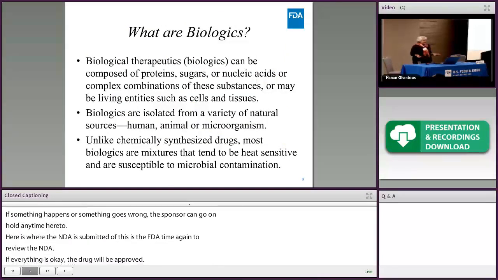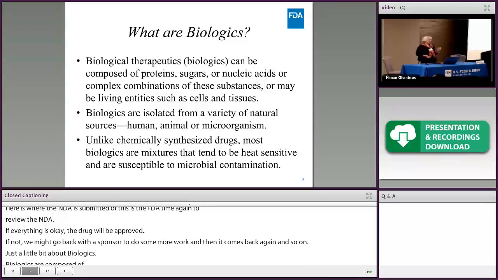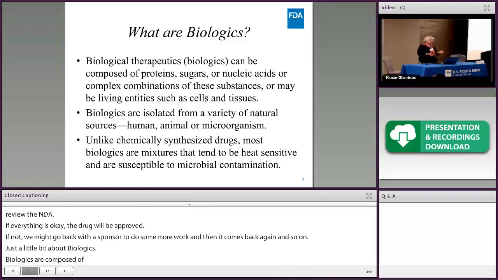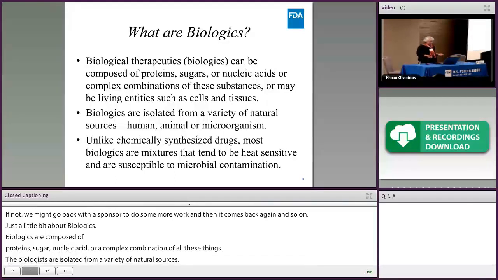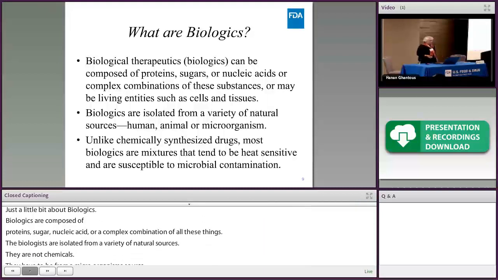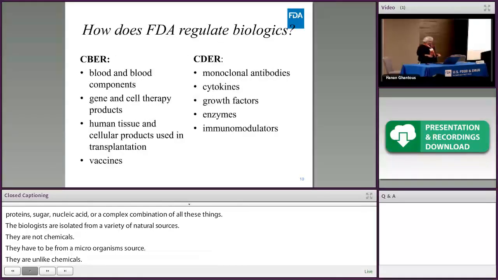Now, just a little thing about biologics. Biologic therapeutics are composed of proteins, sugar, nucleic acid, or complex combinations of all these things. And the biologics are isolated from a variety of natural sources. They're not chemicals. They're not made in the lab. They have to be from a human or animal or microorganism source. And unlike chemically synthesized drugs, most biologics are mixtures, and they tend to be heat sensitive and are susceptible to microbial contamination. So how does FDA regulate biologics?